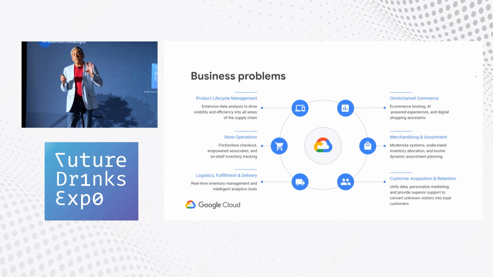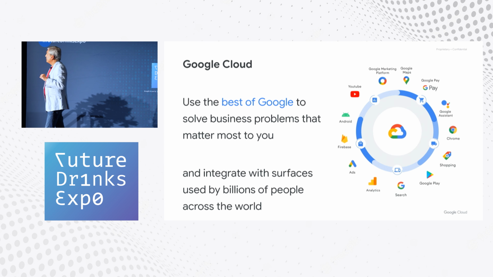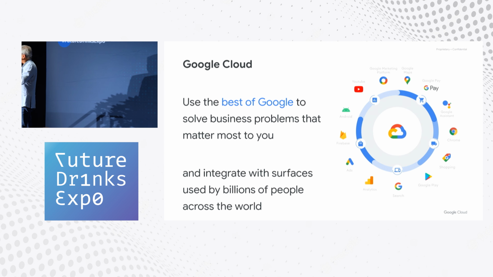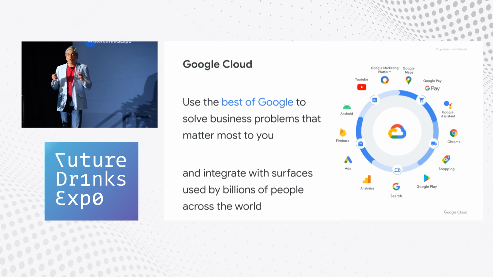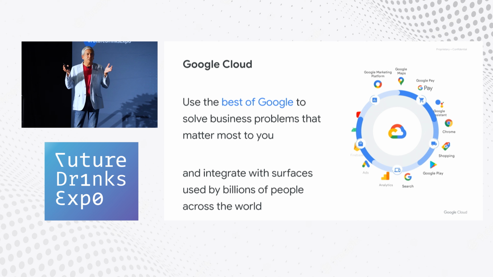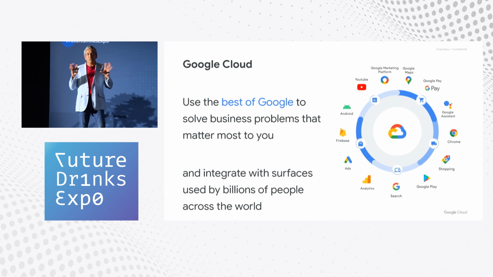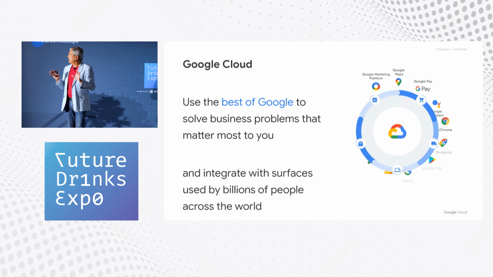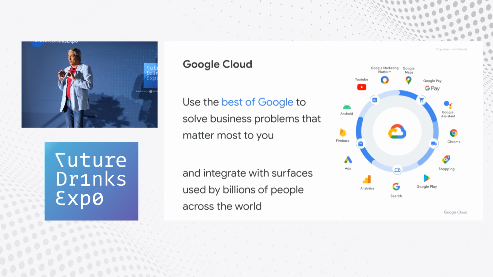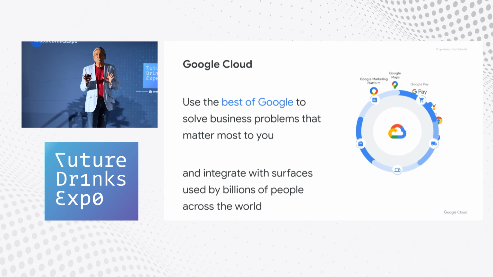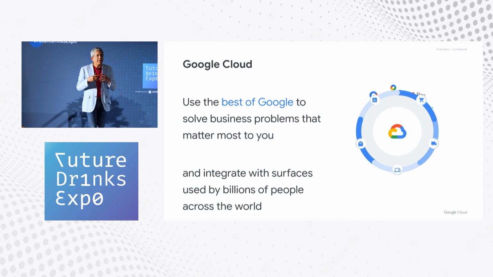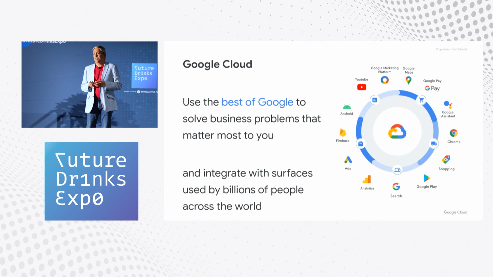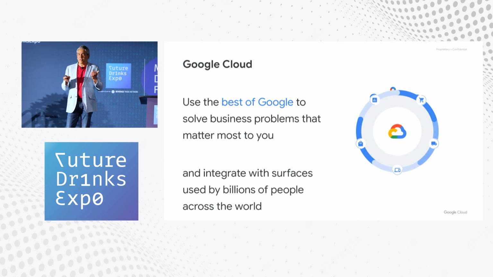So AI is about connecting that data to solving these business problems. So what we do is we call that Google Cloud. We take Google, which I just showed you, and we put it in a cloud service so you can, through a web browser or through an API, log in and use all of that in your own business. And you can also integrate with Google services so you get access to all these billions of users for marketing or commerce or whatever you want to do with them.